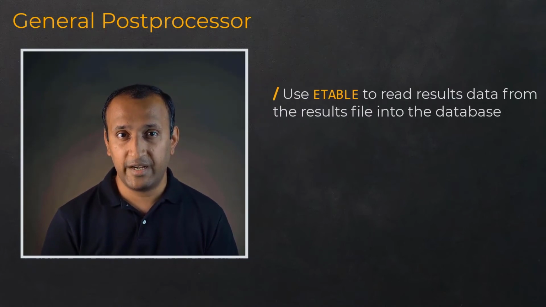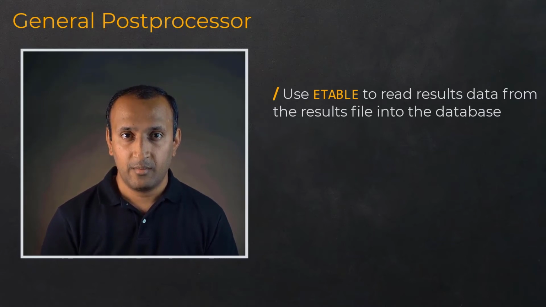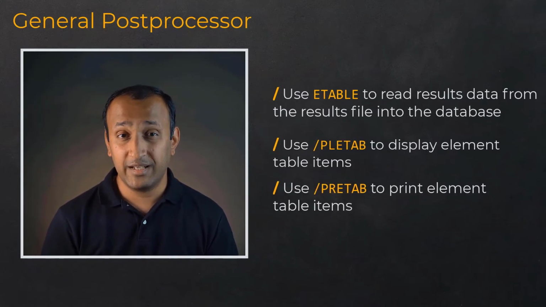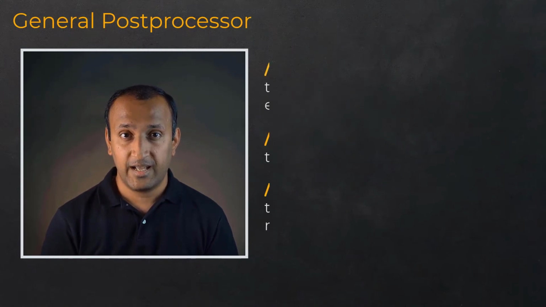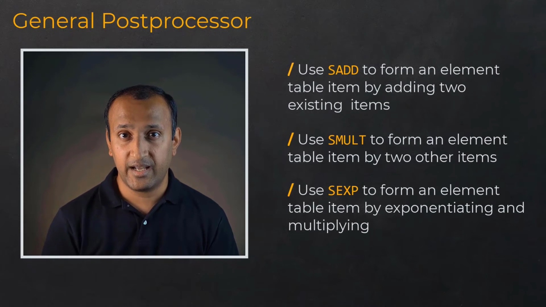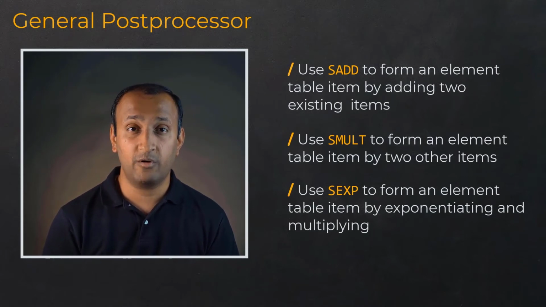ETABLE reads results data from the results file into the database. PRETAB and PLETAB are used to list and contour plot the element table result quantities. SADD, SMULT, and SEXP commands are used to perform arithmetic operations.